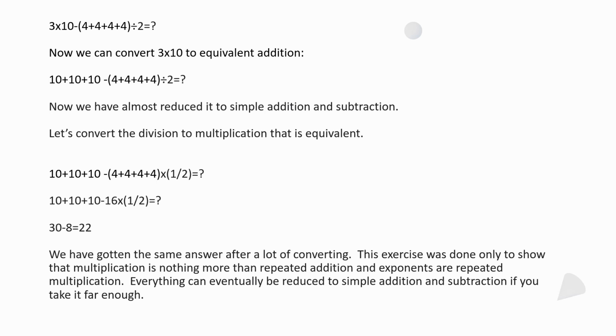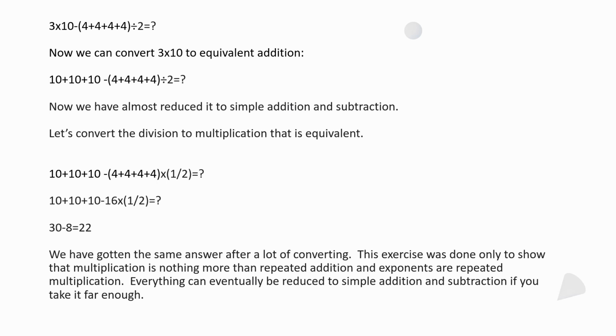So let's convert that division that we have here to multiplication. That's equivalent. So if we're dividing something by 2, it's the same thing as saying multiply it by a half, right? So we can see down here where I've got the 10 plus 10 plus 10 again, minus the four fours that we're adding inside of parentheses, and then multiply that stuff in parentheses by a half.